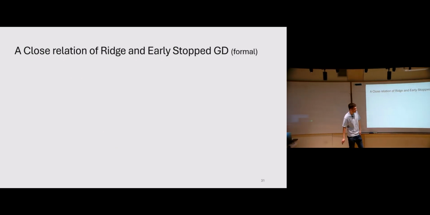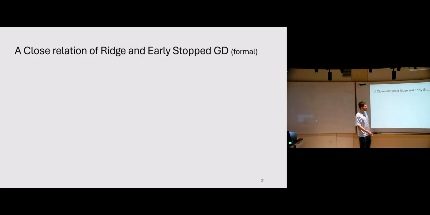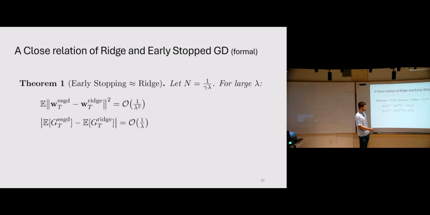This will be more formal than the previous one. Once you choose n gamma equals 1 over lambda, for each one of the tasks, then for large enough lambda, the iterate produced by early subgradient descent and the ridge match up to O of 1 over lambda squared, and the expected generalization loss will match up to O of 1 over lambda.